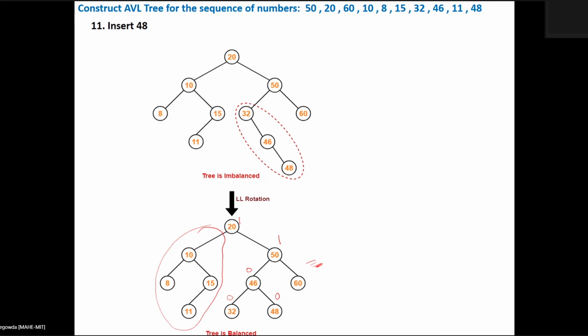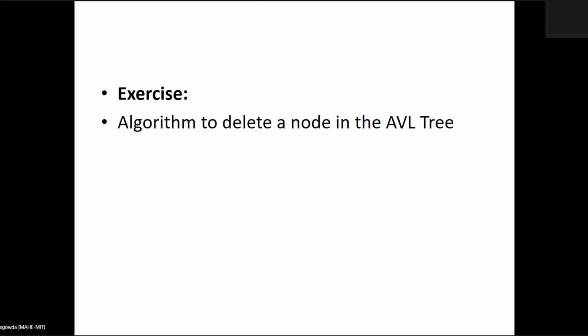Sometimes you may be given an AVL tree, say for example this one, and you may be asked to add the number, say 990. You have to insert it and check the balance factor, and if the tree is not balanced, then apply the rotations in order to balance the tree. So this is the method. This completes the AVL tree.